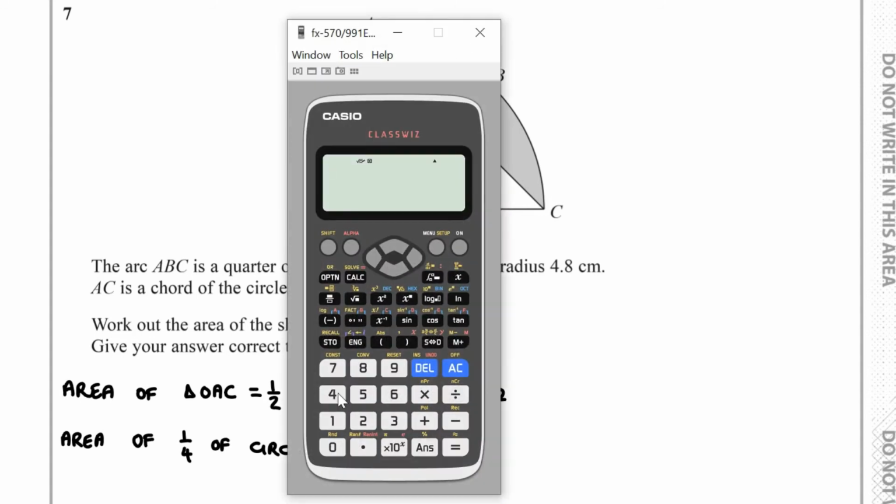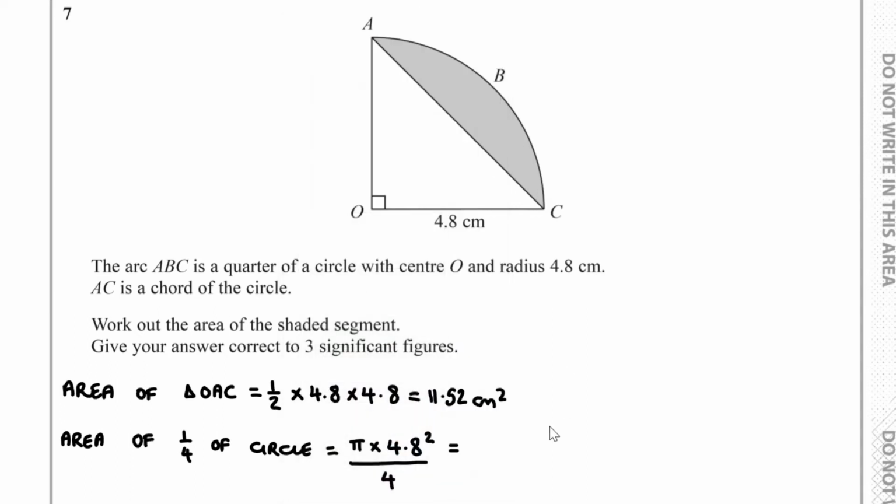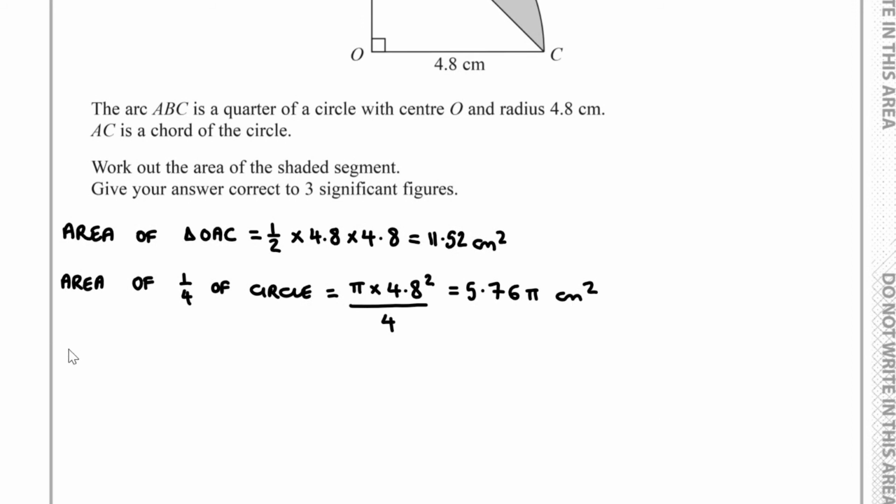So if we work this out, 4.8 squared divided by 4, this is 144 over 25, so we have 5.76 pi centimeters squared, and therefore the shaded area is equal to the area of the quarter circle, 5.76 pi, minus the area of the triangle, 11.52.